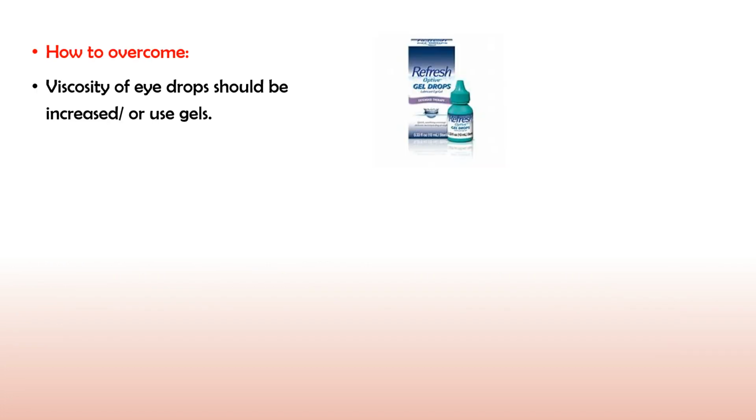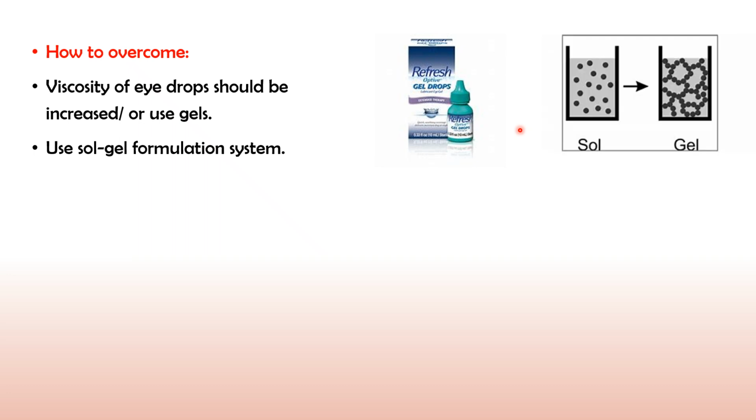Now how can we overcome this? We can go for increasing the viscosity of the eye drops, or we can use gels. There are products in the market which are available directly in the form of gels for eye instillation. We can go for a sol-gel formulation system, which is in solution state at room temperature, but after instillation into the eye cavity it will form a gel, because of physiological temperature, or physiological pH, or the ions which are present at that point. Then we can use a mucoadhesive polymer.